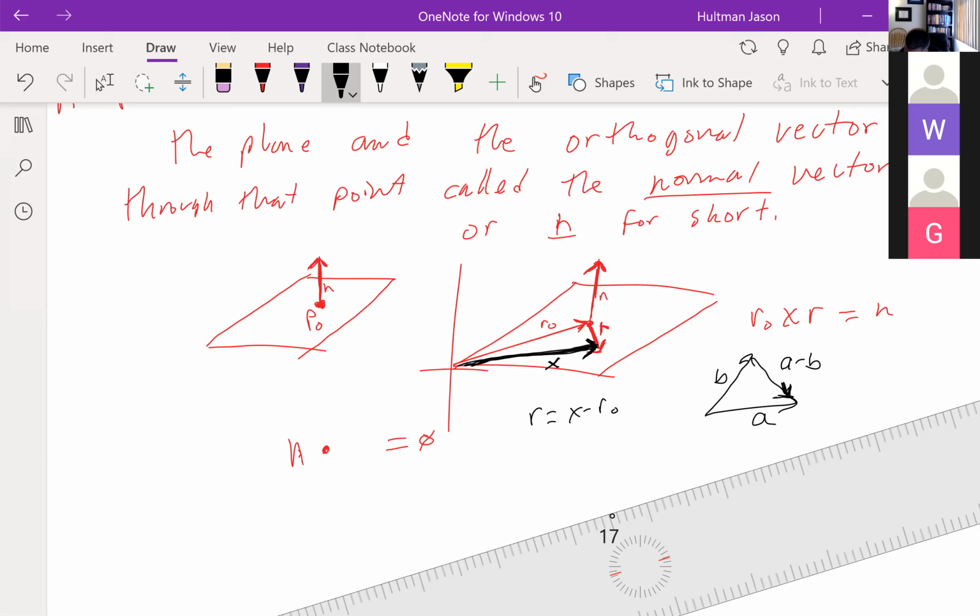Except for whatever reason, it doesn't look right. Let me think about this for a second. Oh, you know why? Because I screwed up. That's why. I don't like this. The reason I screwed up was this. This is R, and this is X.